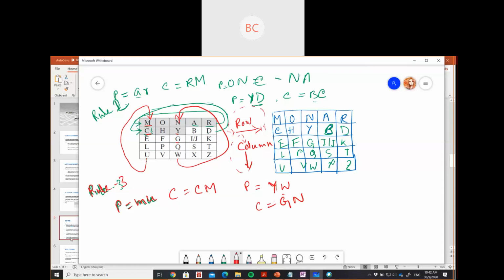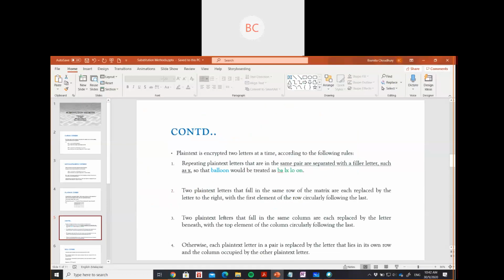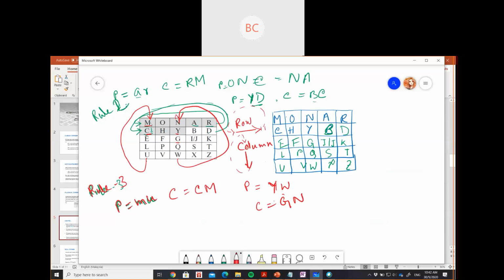So let's see what the fourth rule is. Otherwise, each plain text letter in a pair is replaced by the letter that lies in its own row and the column occupied by the other plain text letter. Now, this fourth rule is not going to check your row or column wise thing.